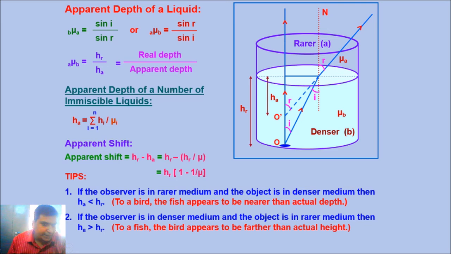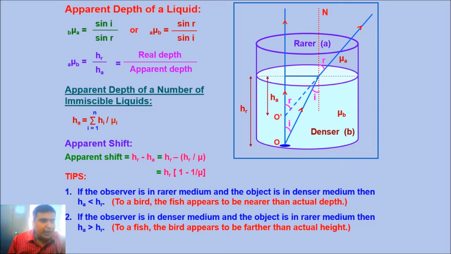So the tip is that if a bird is moving in the air and sees a fish under the water, the fish appears to be nearer than its actual depth. On the other hand, to a fish the bird appears to be farther than its actual height. So this is a little bit of an idea of apparent depth and apparent shift, and these are some tips for you.